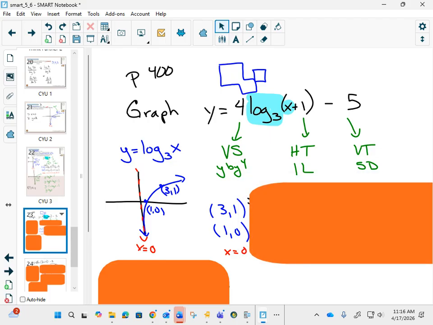and we're going to hide this. I'm going to get you to do this first. Do your vertical stretches and horizontal stretches and compressions first, and translation second. I want you to do the mental math and see if you get the same points that I got.